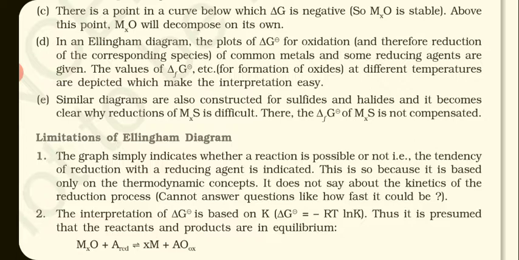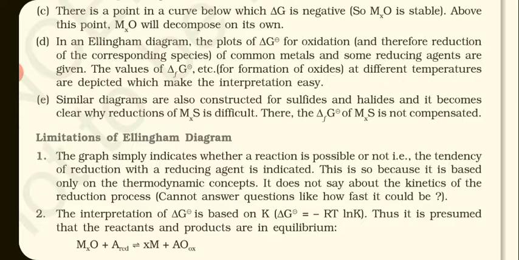In the Ellingham diagram, C: there is a point in a curve below which delta G is negative. Above this point, MxO will decompose on its own.